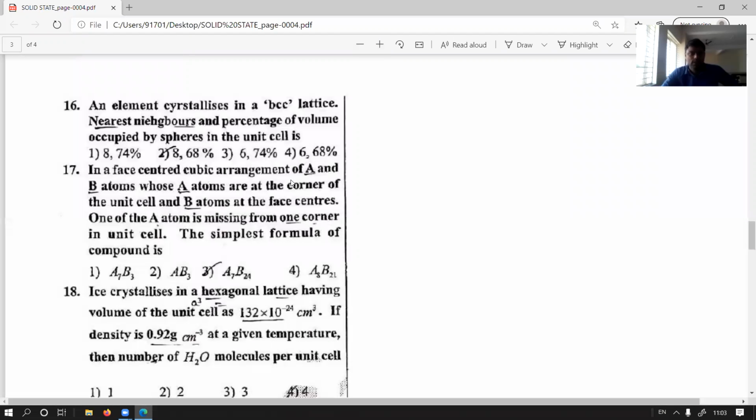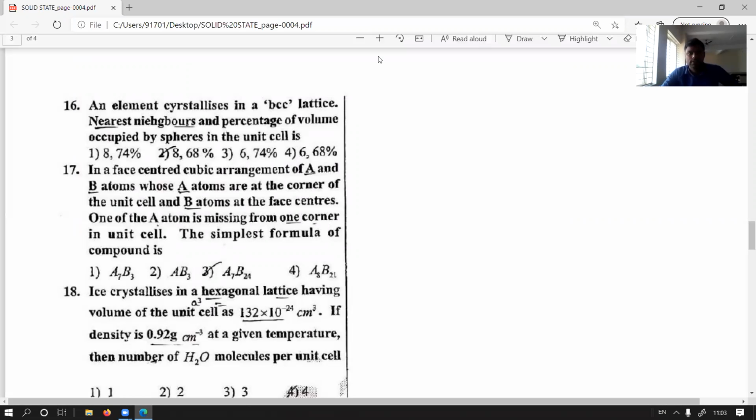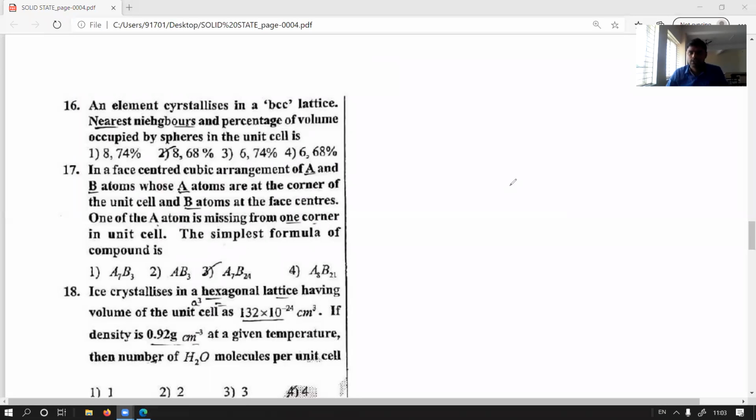Okay, listen dear students. The last class already from level 3, 15 bits are over. Now we'll discuss remaining bits from level 3. Okay, see that 16th question. What are they asking in the 16th question?